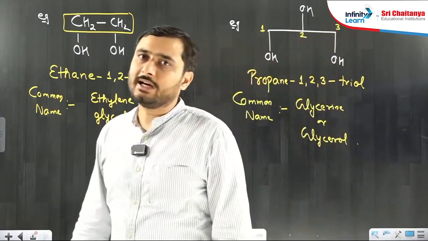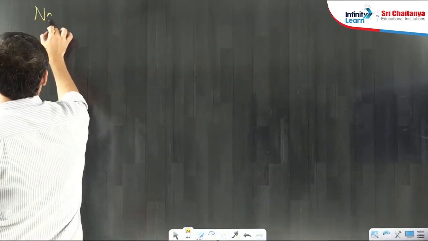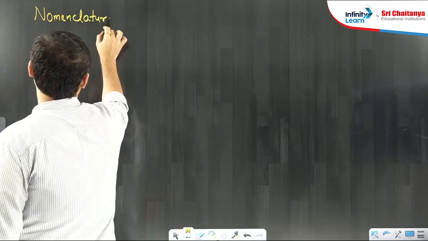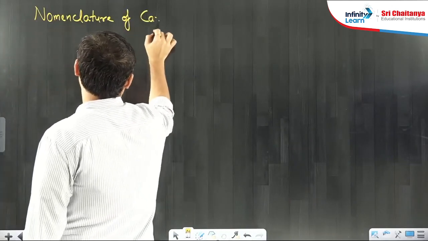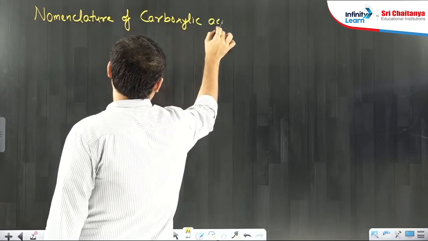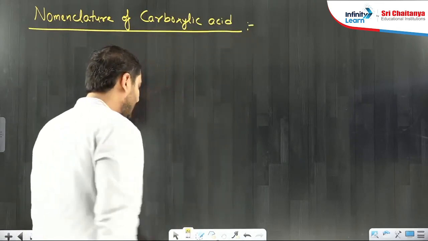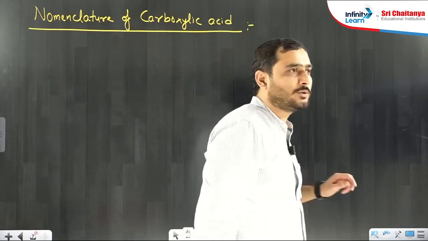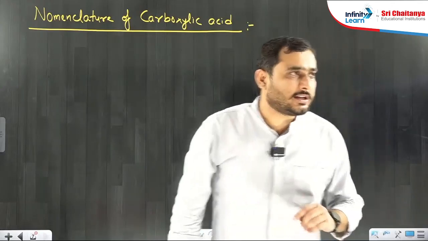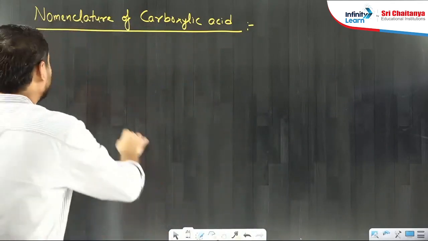Now next we'll start with what comes after alcohol. The next functional group is carboxylic acid, and you have studied carboxylic acid in class 10. So let us write. Next topic is nomenclature of carboxylic acid. First we have to identify which functional group is carboxylic acid. You have to tell, Sushant, COOH. Very good.